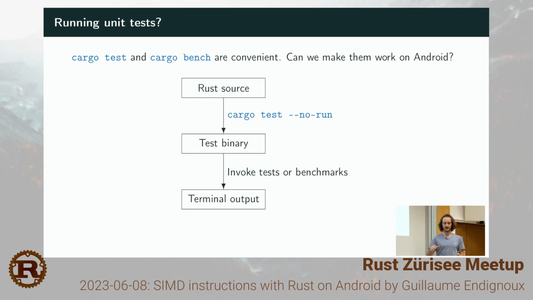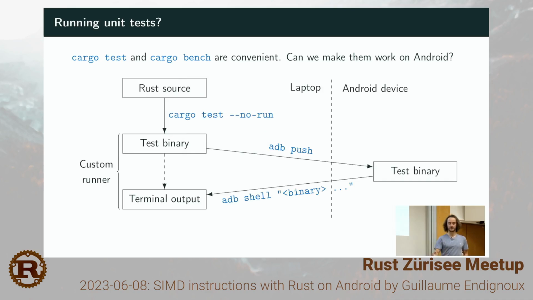So what happens under the hood when you use cargo test or cargo bench is that, first of all, cargo will compile a test binary, which is the same for tests and benchmarks, by the way. And you can get it with this no-run flag. And then, secondly, the tests or the benchmarks are invoked, and you get a terminal output. And what you can do is register with cargo a special custom runner that will take this test binary as input and do whatever you want it to do.